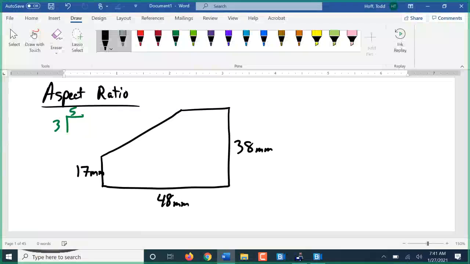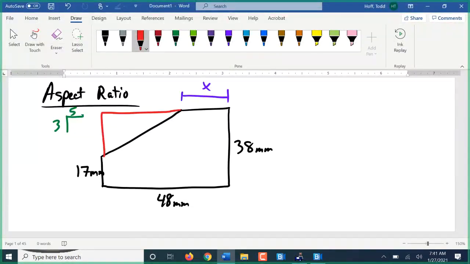So we have the full sides of 48 and 38 here. And on the left here, we have that side is 17 millimeters. And I ask you, what is this side here? Call that X. To find that, we're looking at this triangle right here.